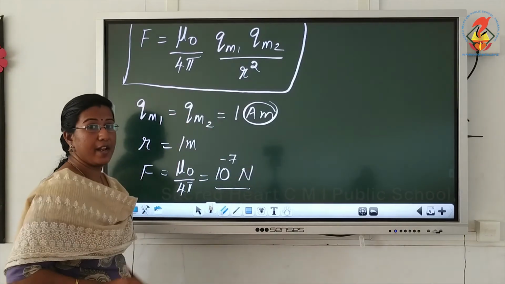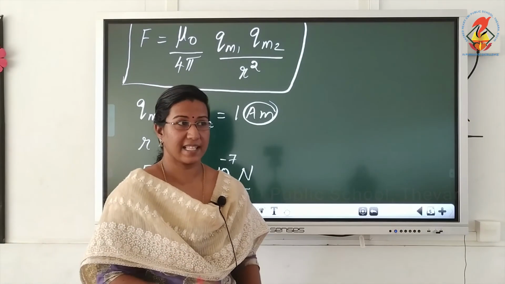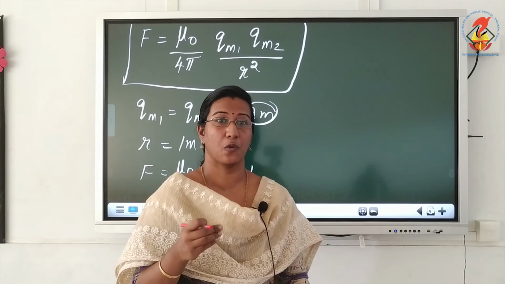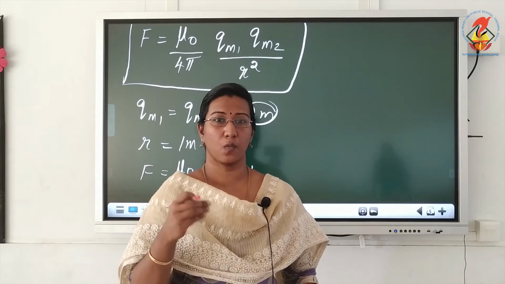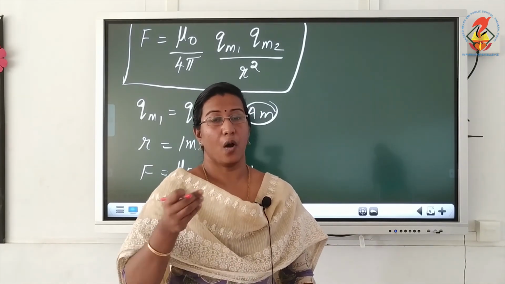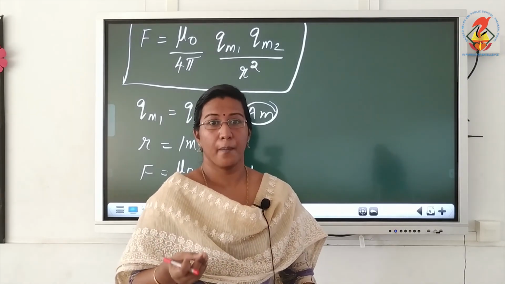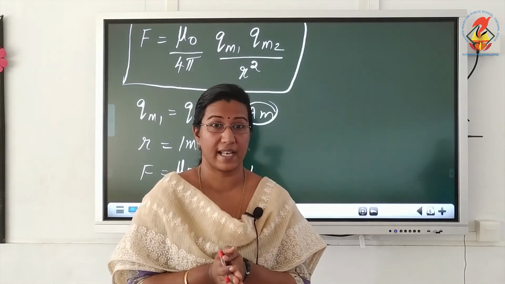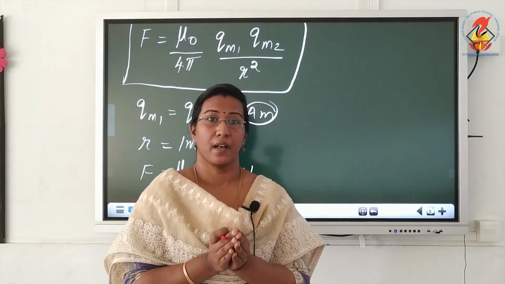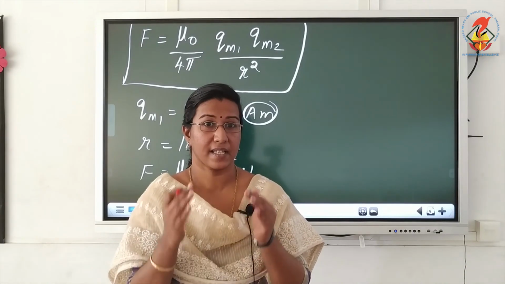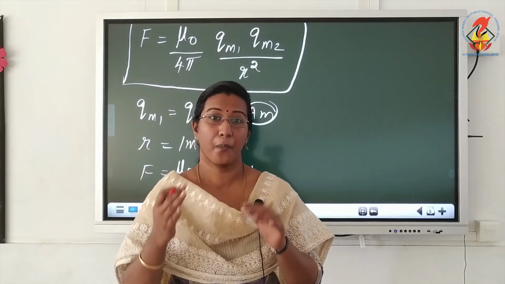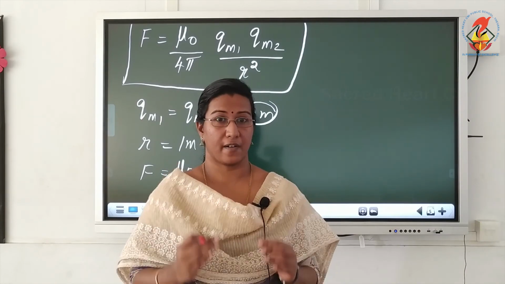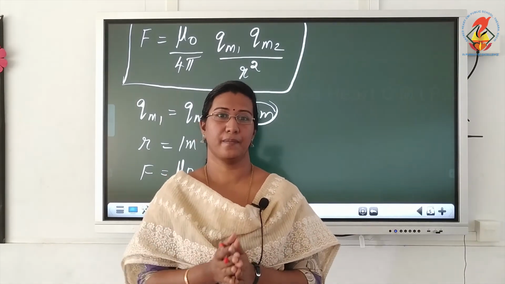So, we can define unit pole strength as the force with which a pole of a magnet having unit magnitude, when placed in vacuum, attracts or repels another pole placed 1 meter apart from it. Unit pole strength is defined as the force with which a pole of a magnet attracts or repels another pole when placed 1 meter apart in vacuum with a force of 10 raised to minus 7 Newton.